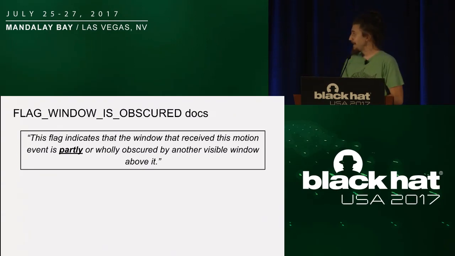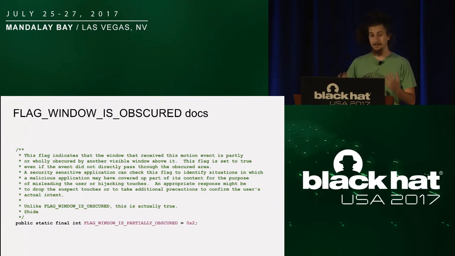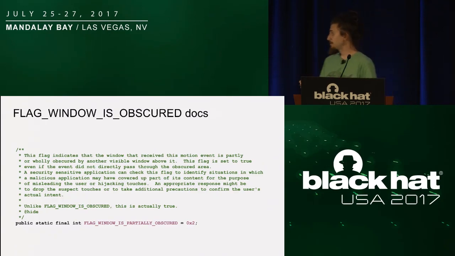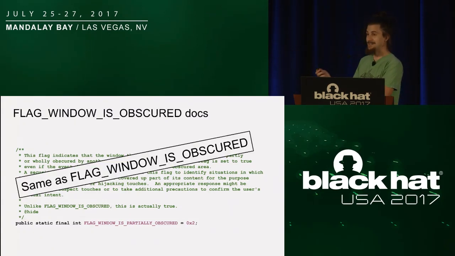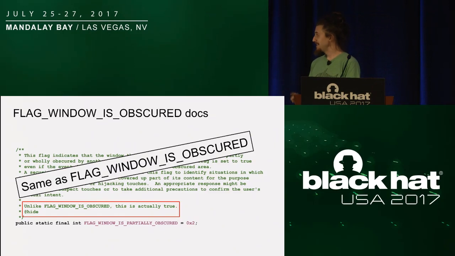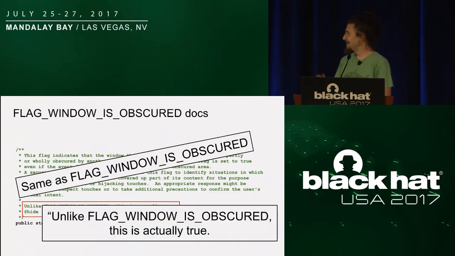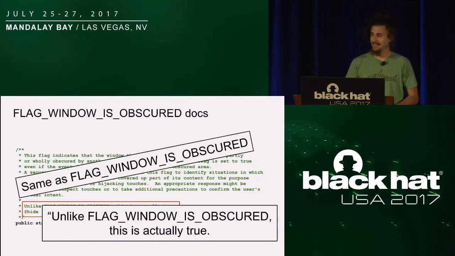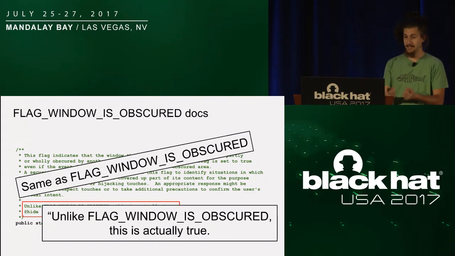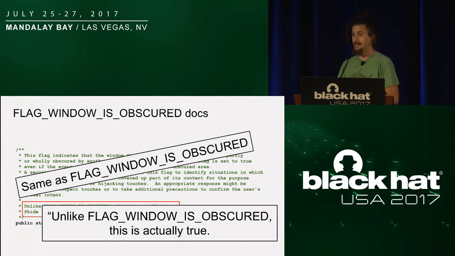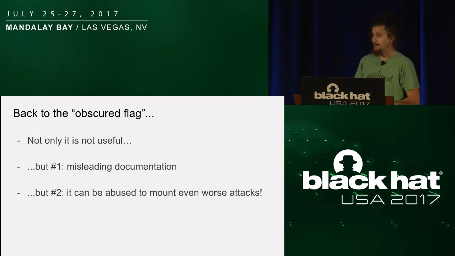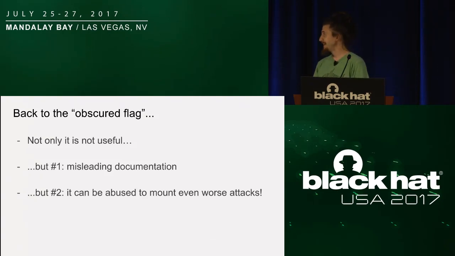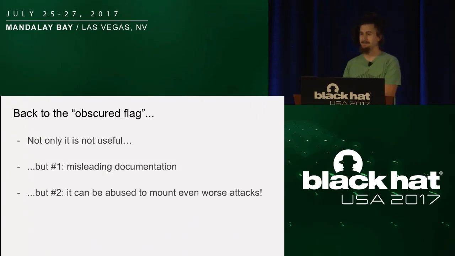We checked the source code and we found a different flag, which is hidden from the documentation, called FLAG_WINDOW_IS_PARTIALLY_OBSCURED. The interesting part is that the documentation here is exactly the same as for FLAG_WINDOW_IS_OBSCURED. The difference is this, where we say, unlike FLAG_WINDOW_IS_OBSCURED, this is actually true. And this is not exposed in the documentation, and I tried and I have never seen this flag actually set, so I guess it's going to come in a newer version of Android. The other point is actually a little bit worse. We found out there are ways to abuse this obscure flag in a way to mount even worse attacks.